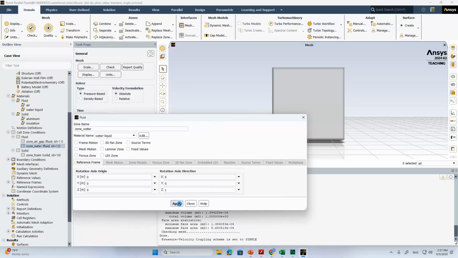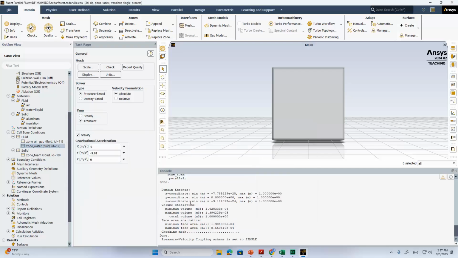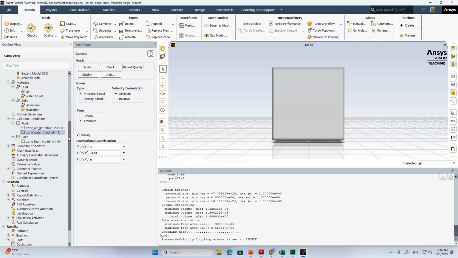So apply and close. So now we assigned air to this air gap zone, water to this water zone, and insulation to this foam zone. Seems good enough, but not exactly.